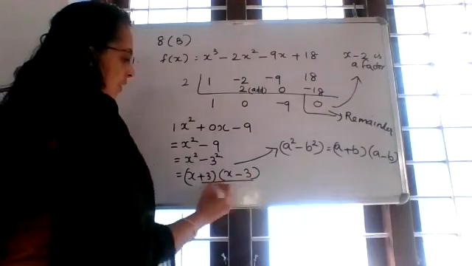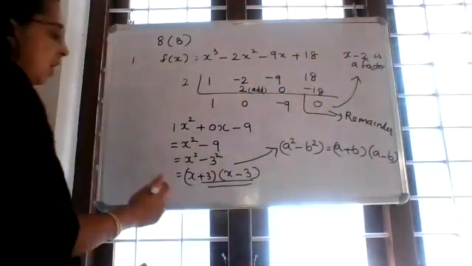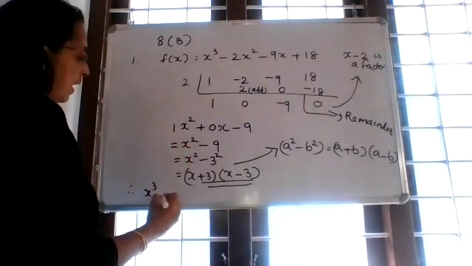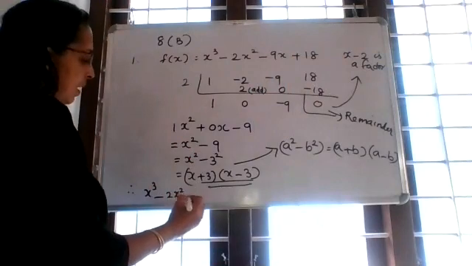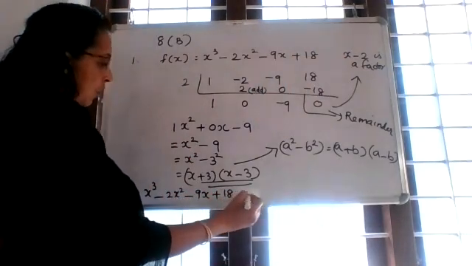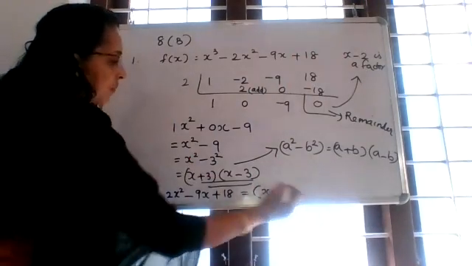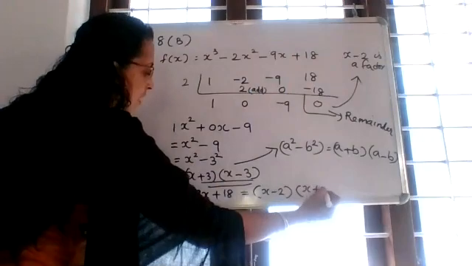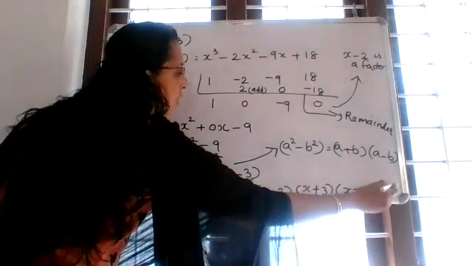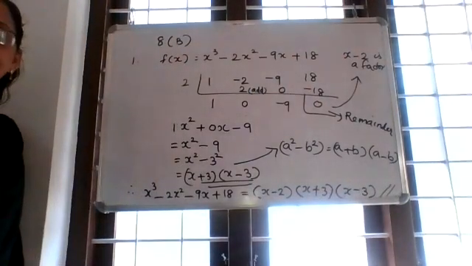So 2 factors we got. Then already is there in the question x minus 2. Therefore, what we can conclude? x cube minus 2x square minus 9x plus 18 is equal to, first from the question itself you write x minus 2, then the other 2, x plus 3 into x minus 3. So that is the final answer. This way you want to do all the questions.